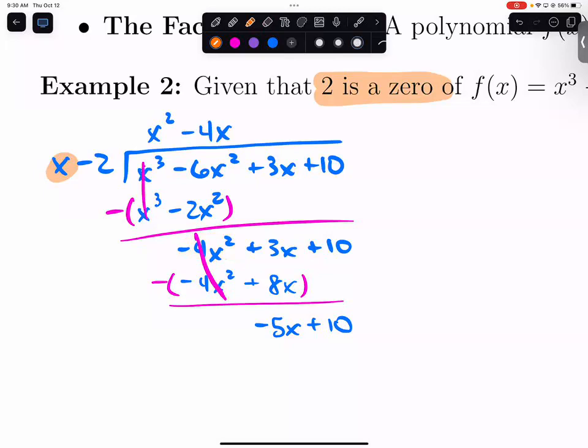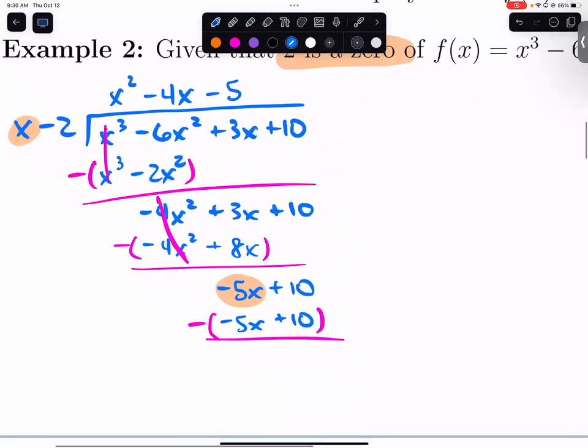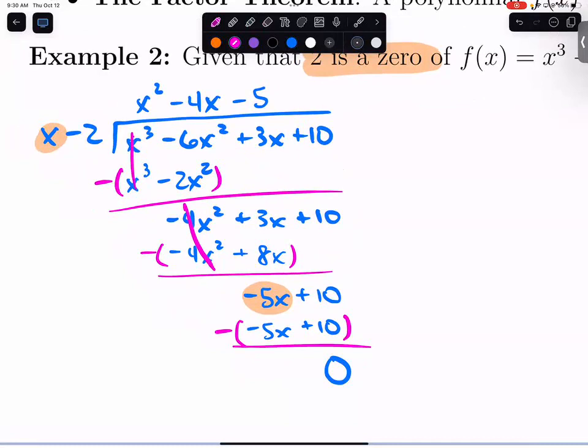So now we're looking here. x into negative 5x would be negative 5. And negative 5 times negative 2 would be plus 10. And that's good, because then when I subtract, we get 0. And now finally we get to turn a 0 into a happy face instead of a frowny face, because that's what we wanted to happen, right? The remainder being 0 gives me a check on how all the rest of this went.